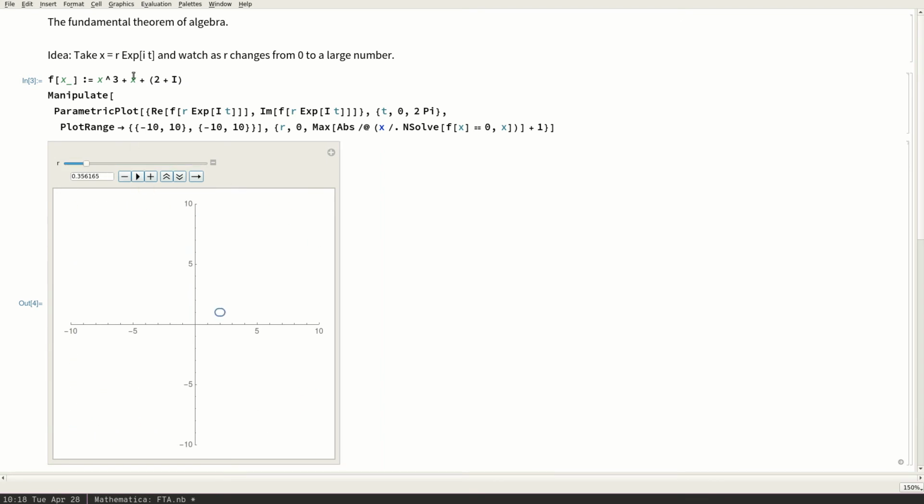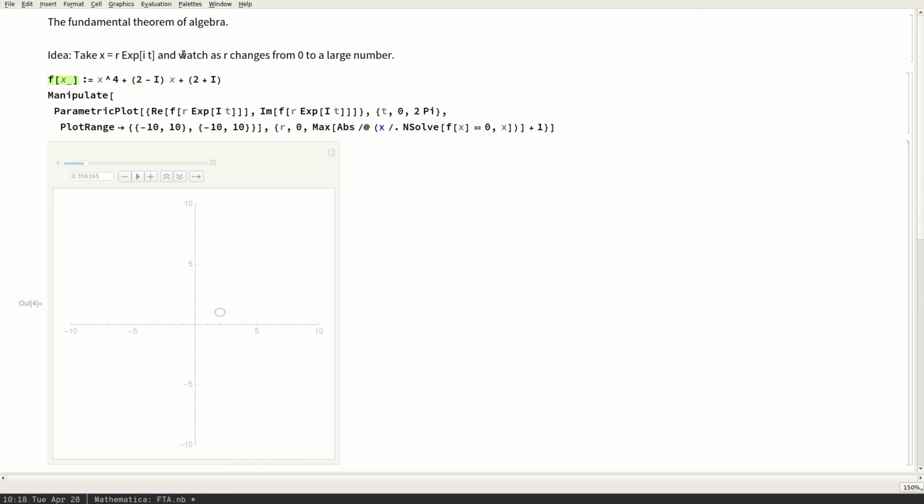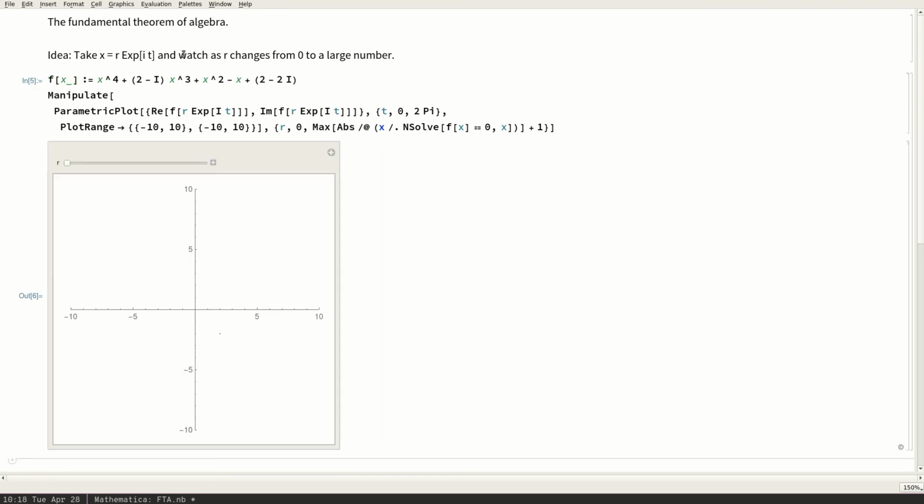Okay, let's do this again for a new polynomial. So let's change the polynomial and see what things look like. So let's say I do x to the fourth plus 2 minus i x to the third plus x squared minus x plus 2 minus 2i. Okay, so here's my new polynomial.